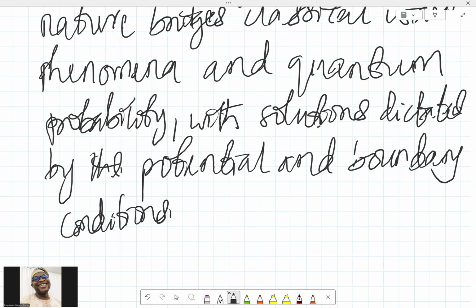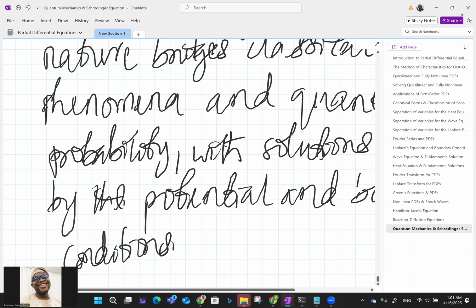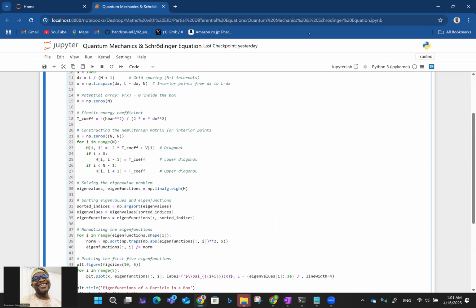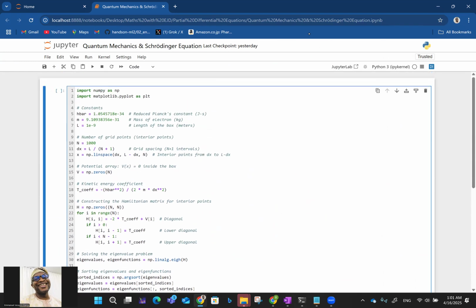Okay, so this brings us to the Python code. Let's see what it looks like. I have something on quantum mechanics and the Schrödinger equation. So you see, we define h bar, which is a standard value, the reduced Planck's constant in joule second, and we have the mass of an electron in kilograms, 9.10 times 10 raised to minus 31 kg. We're talking about very tiny stuff.